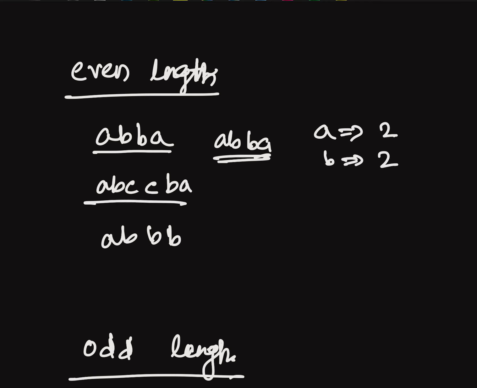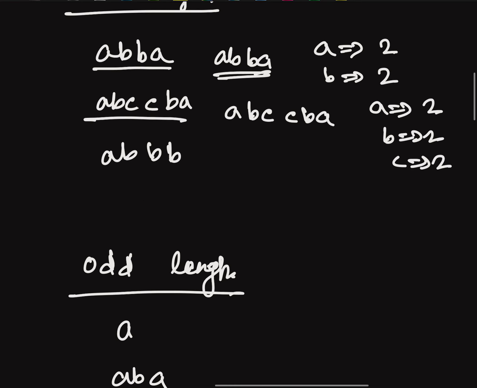The next example is ABCCBA. If we reverse this, it will be ABCCBA again. The frequency of A is 2, B is 2, C is 2. Now here, if we reverse this, the string will be BBBA. Are both equal? No. So this is not a palindrome.